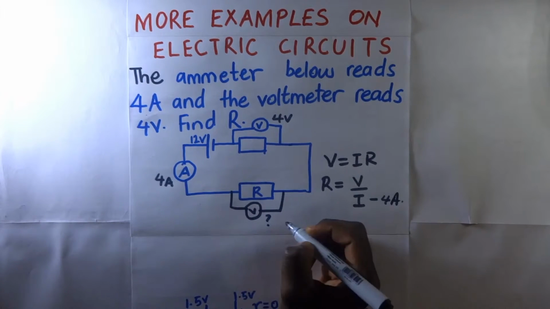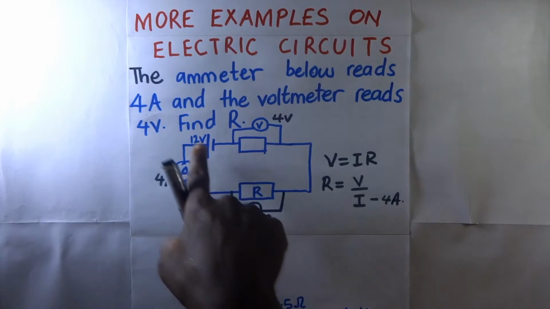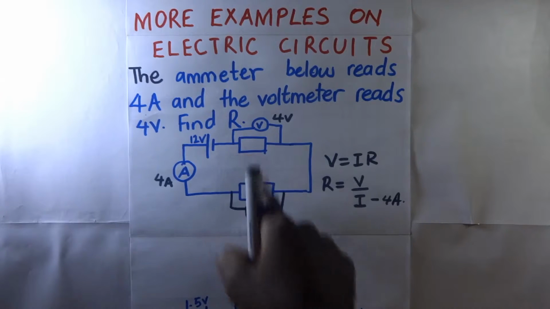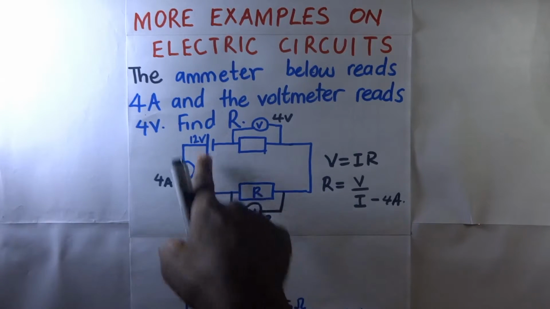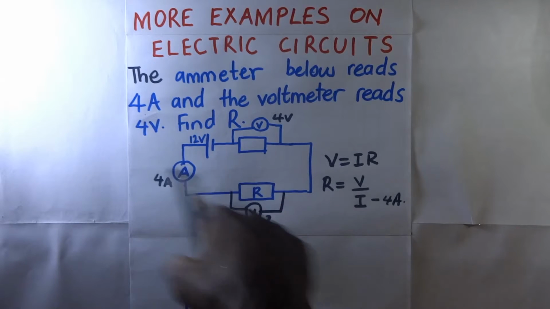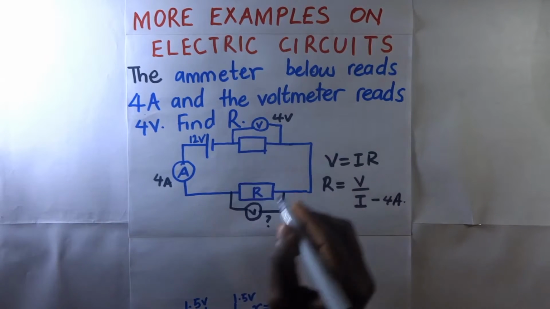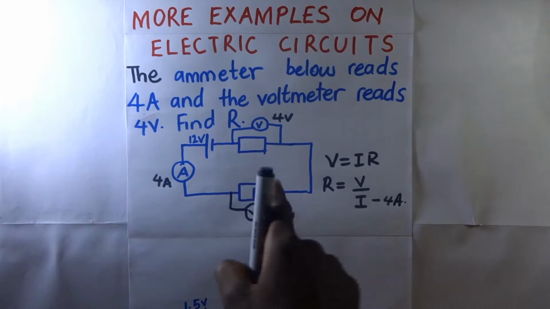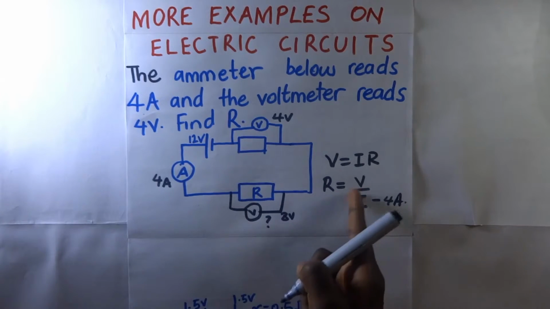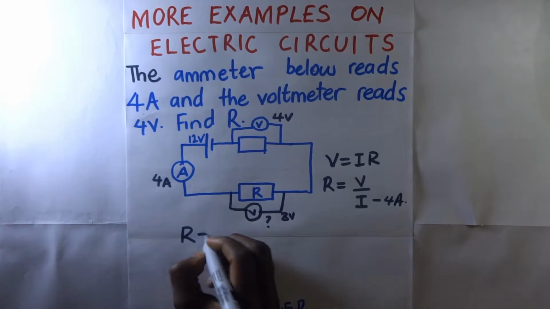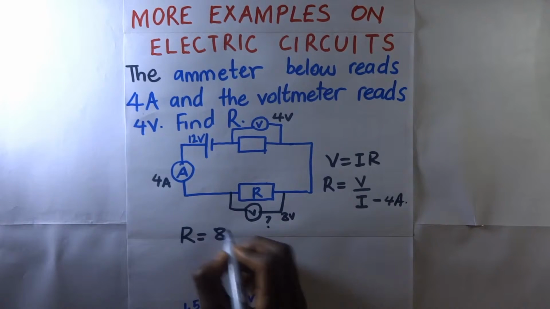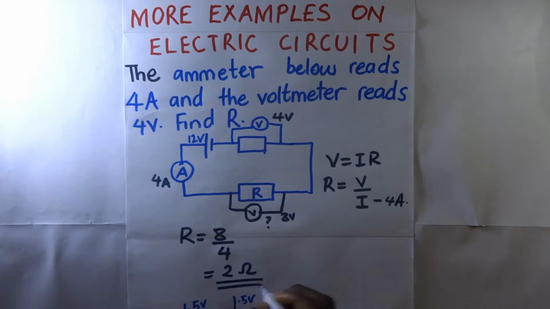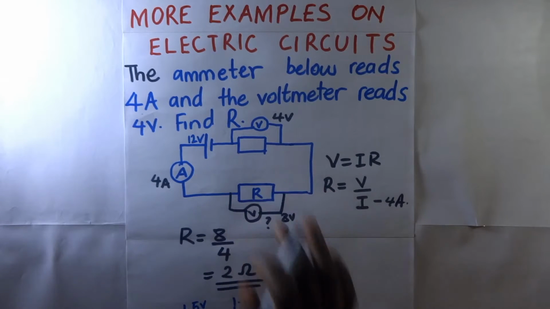So this 12 volts is supposed to be 4 volts plus something here. To get the voltage across this resistor, it's simply going to be the total EMF in the whole circuit, which is 12 volts, minus the 4. So this is going to be 8 volts, meaning this resistor has 8 volts, so that 8 plus 4 is 12. To get the resistance of that resistor, resistance is going to be equal to the voltage, which is 8, over the current, which is 4. And we shall end up with 2 ohms.